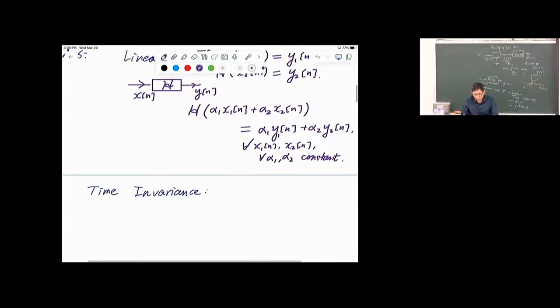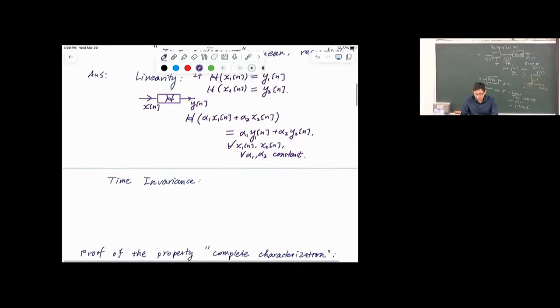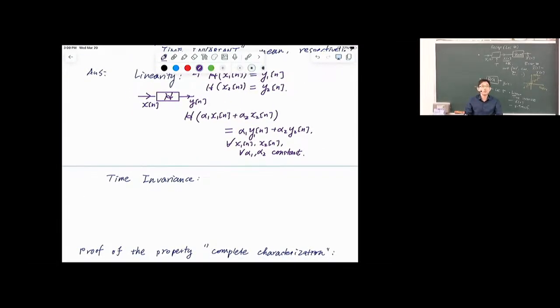Very easy. Now, how about time invariance? Time invariance means that the property of the system does not change over time. So anytime it receives a signal, maybe now or later, the response should be the same. Doesn't matter if we use the system today or tomorrow. If we expect the same outcome, then the system is called time invariant. Invariant against time.